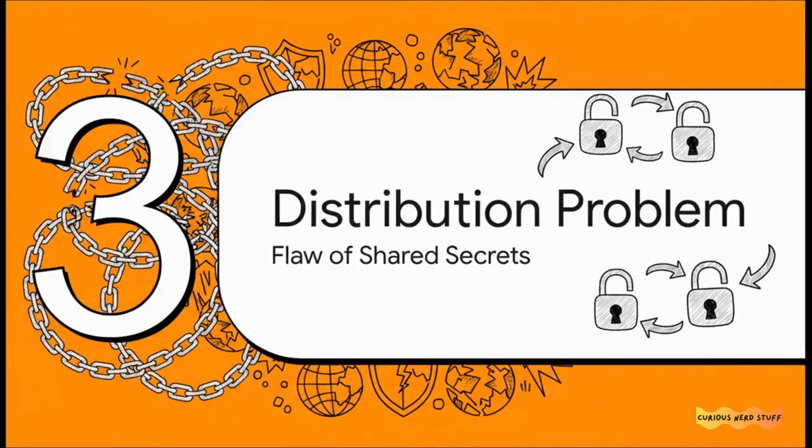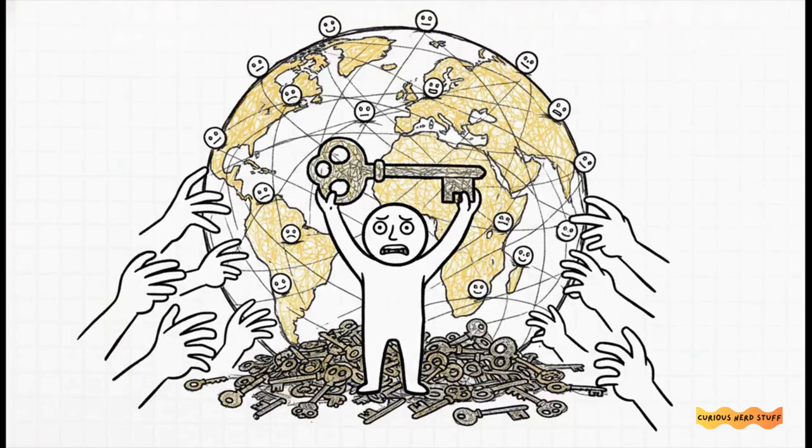But as amazing and fast as symmetric cryptography is, relying purely on shared secrets sets up a massive, world-breaking issue for modern networks. This is the distribution problem. Seriously, think about this for a second. How can two people securely agree on a secret key over the internet before they even have a secure channel to talk on? It's a chicken and egg problem.